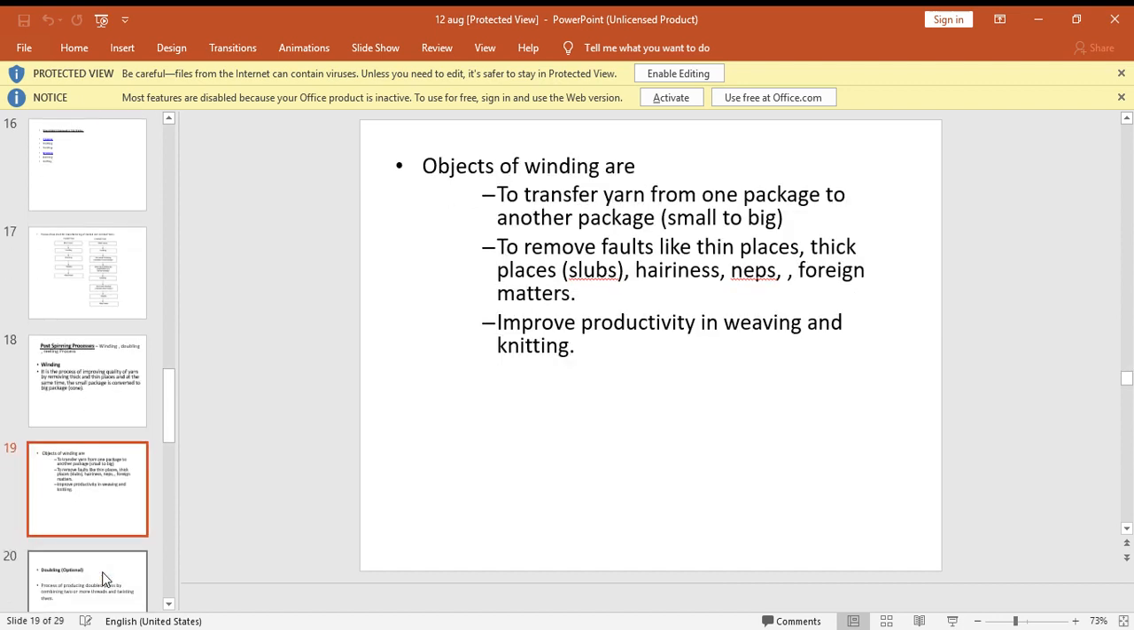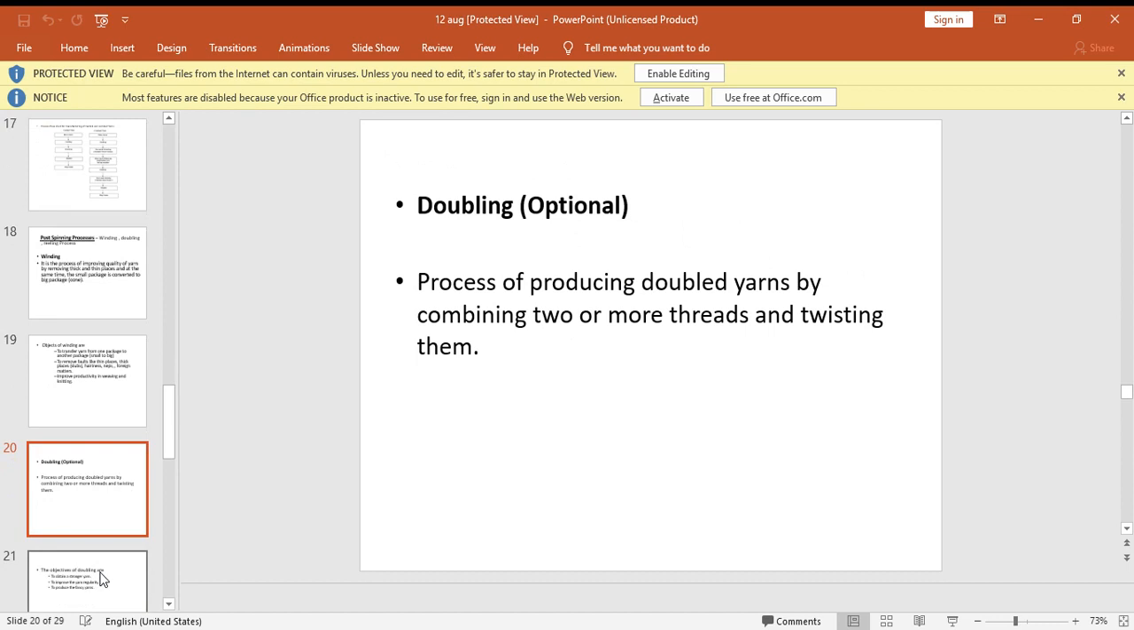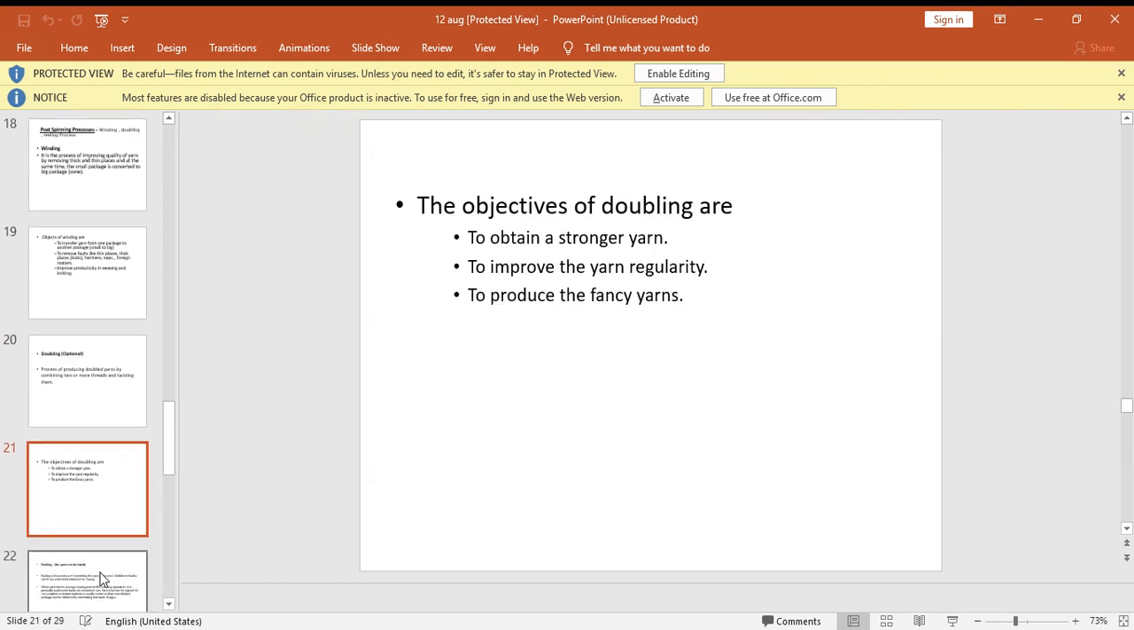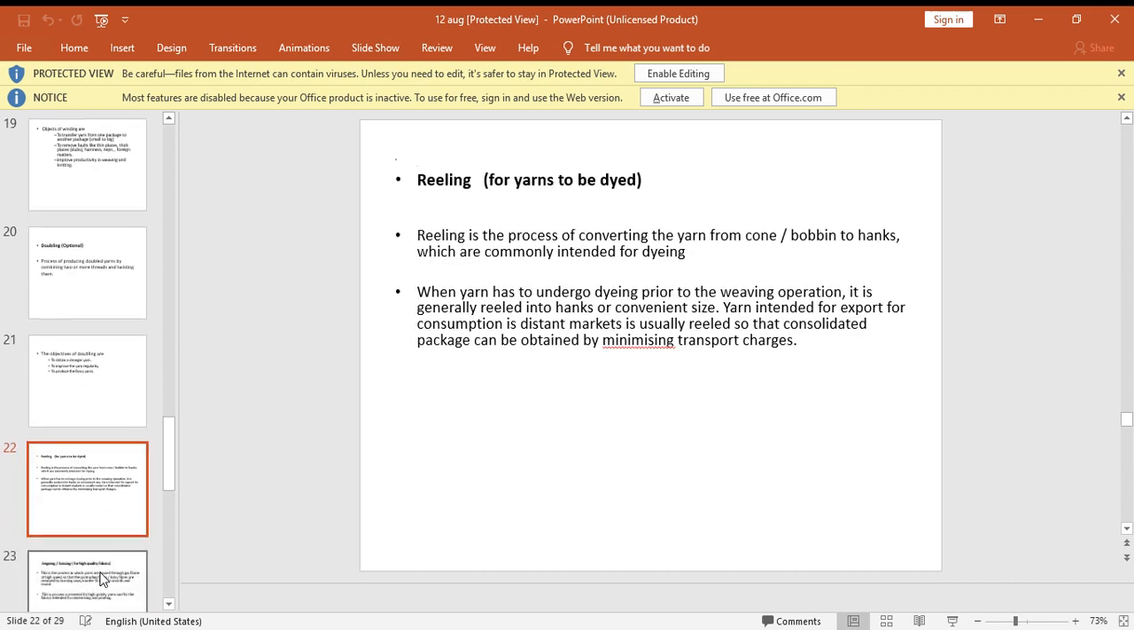Objectives of winding are to transfer yarn from one package to another package, small to big, to remove faults like thick places, thin places, slubs, hairiness, nibs, foreign matters, and to improve productivity in weaving and knitting. These are the objectives of winding. The second one is doubling. Doubling is an optional process of producing doubled yarns by combining two or more threads and twisting them. The objectives of doubling are to obtain a stronger yarn, to improve the yarn regularity, and to produce fancy yarns. Then the third process is reeling, for yarns to be dyed.